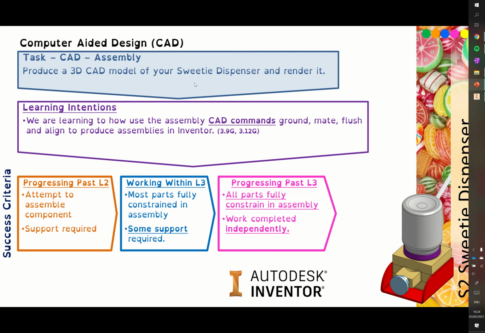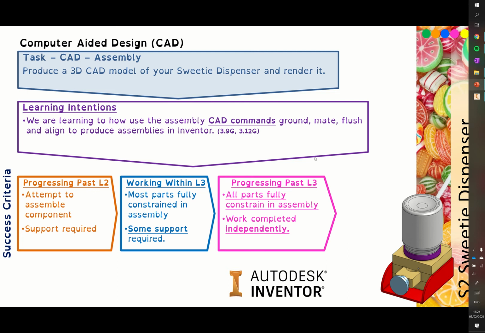Hi there, in the tutorial here we're going to start looking at producing assemblies. We're looking at how to use the CAD commands ground, mate, flush and align to produce assemblies in Inventor. For that top level success, you're looking for all parts to be fully constrained. For that middle level constrained success, you're looking for most parts to be fully constrained. And for that bottom level success, we're looking for an attempt to assemble the components.